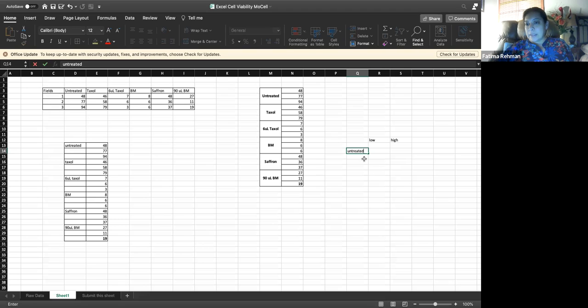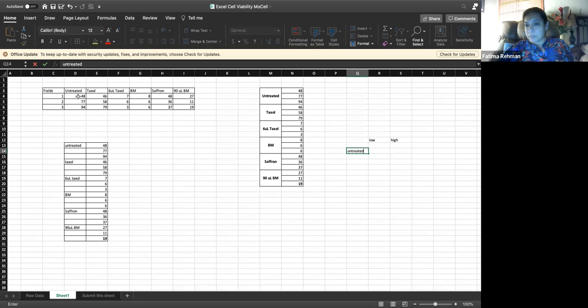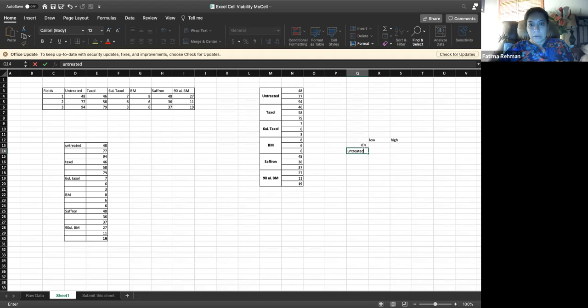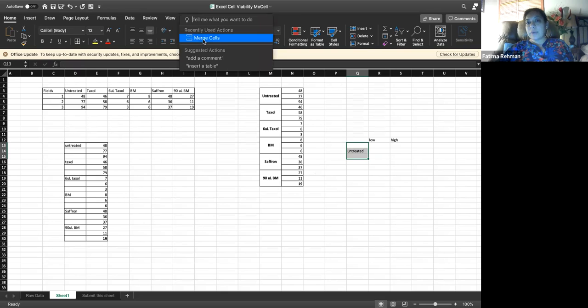And then select, how many do you have? Three numbers, right? So select three cells, one above and one below that untreated, right? Okay. So select Q13 through 15. Like this? Yes. And do merge and center. Now that merge and center thing is not necessary. It's more just my OCD.